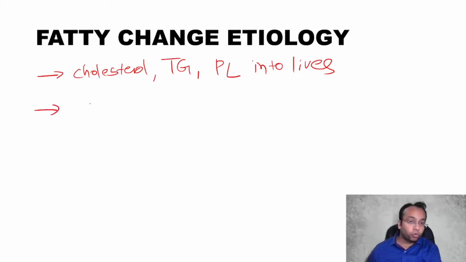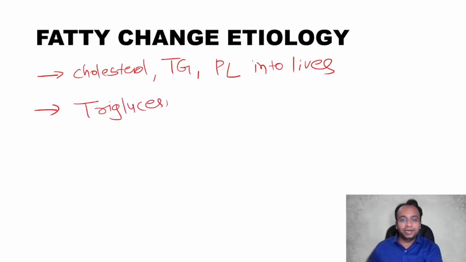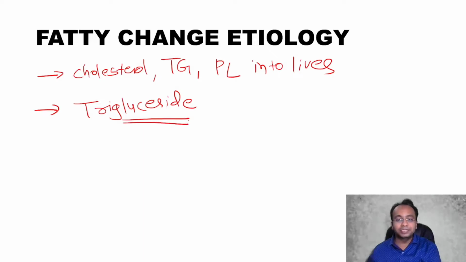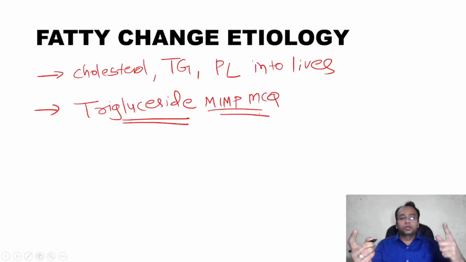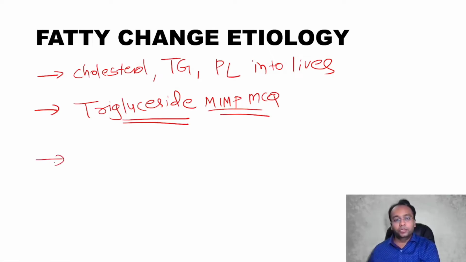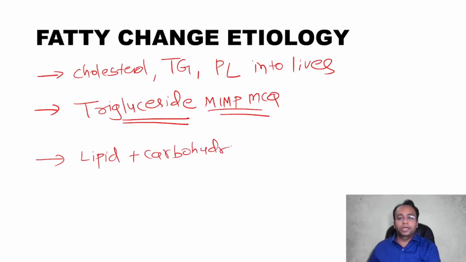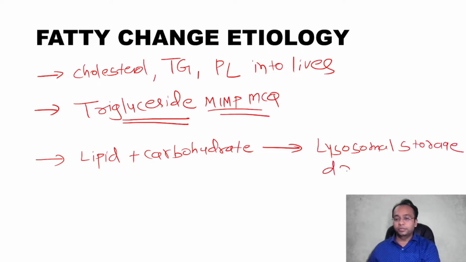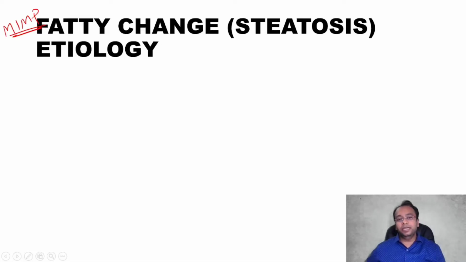And here the most common form of accumulation is in the form of triglyceride. Triglyceride accumulation in the hepatocyte is most commonly seen in fatty change, which is a most important MCQ. Which form of lipid gets accumulated in the fatty liver? Then the answer would be triglyceride. All right. Sometimes lipid along with carbohydrate can get accumulated in various cells in case of a lysosomal storage disorder. Lysosomal storage disease.